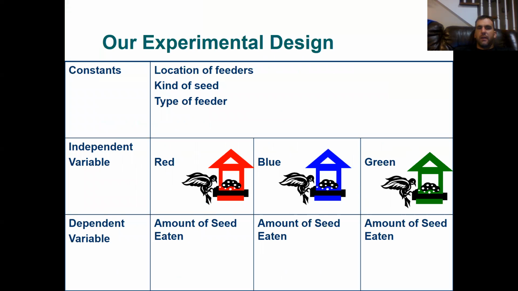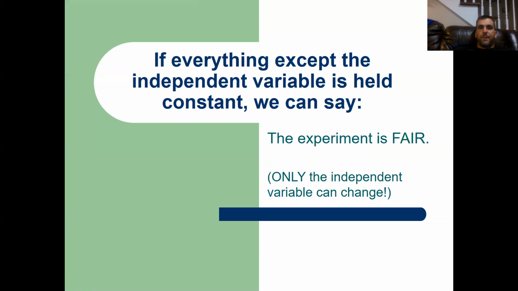Our experimental design here, like I said, we had 3 colors. We have measured the same dependent variable in there. And now notice, we only have 1 independent variable and 1 dependent variable, okay? The color, that is the only thing that you're changing. You're not changing the location of feeders, the kind of seeds, or the type of feeders. Now, the key thing in here is that you need to hold everything constant except the independent variable, okay? Only the independent variable can change.